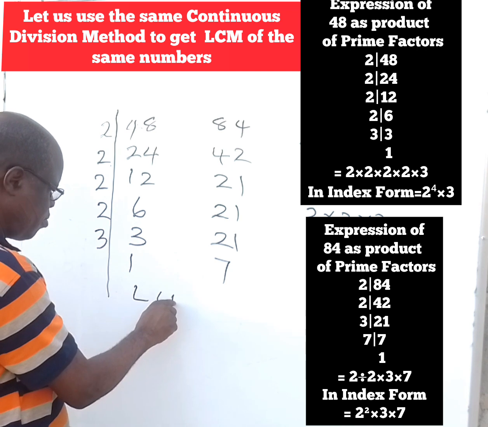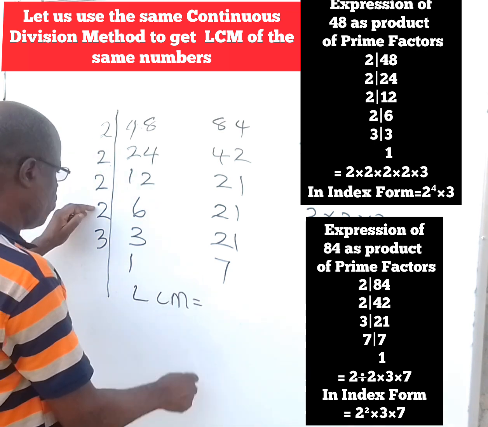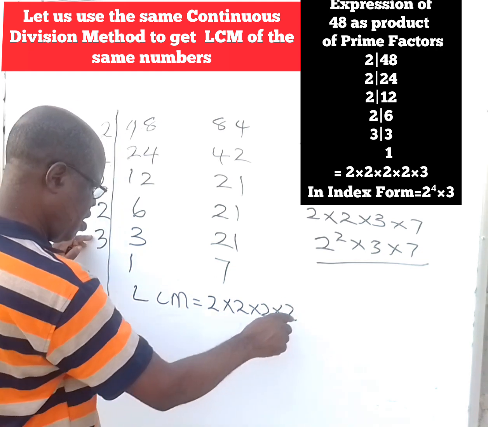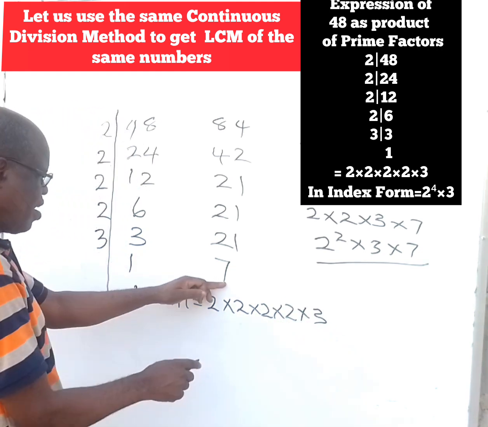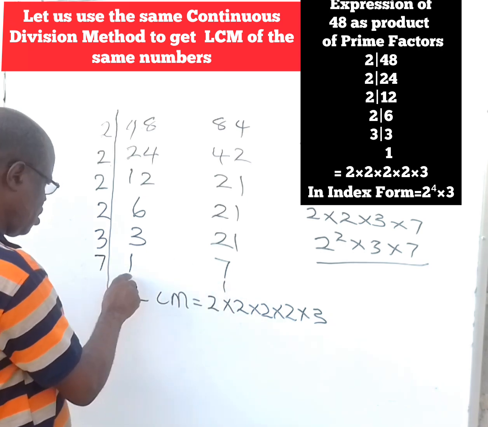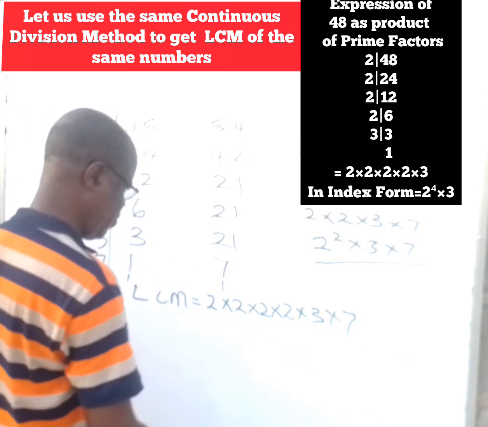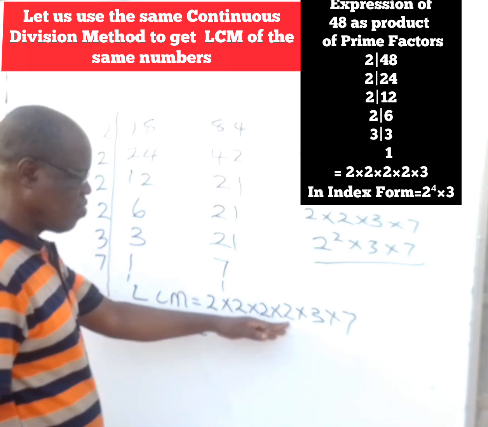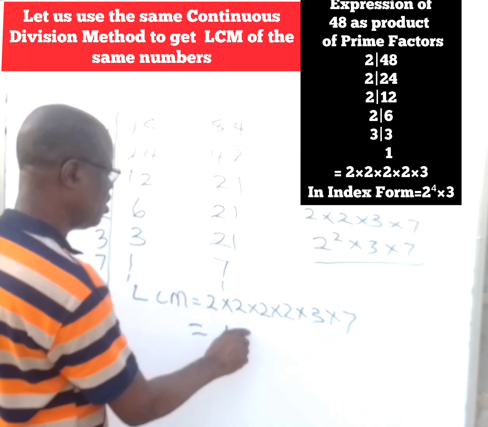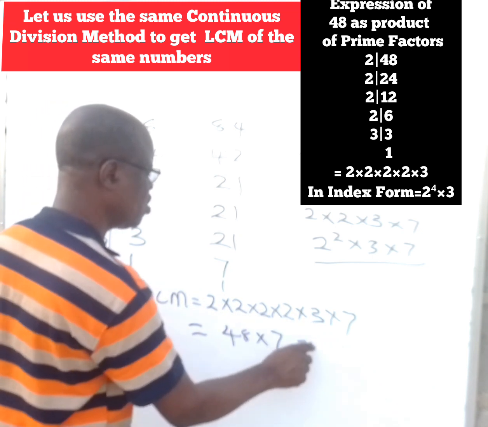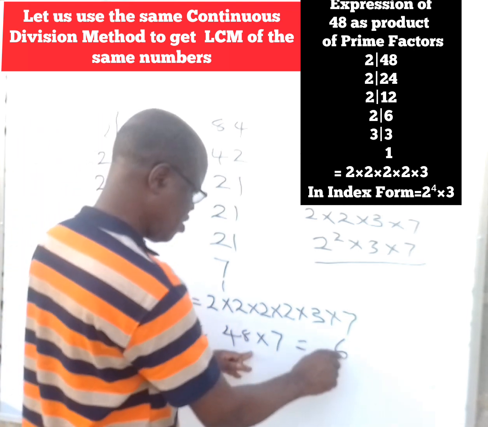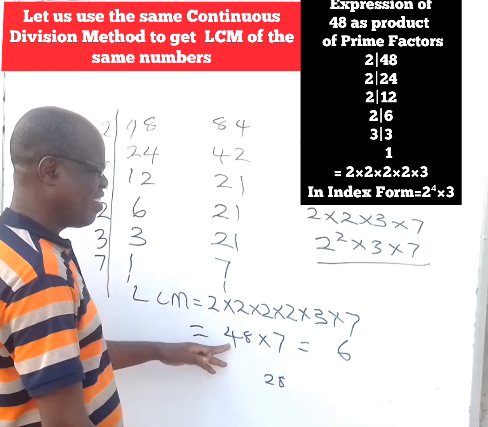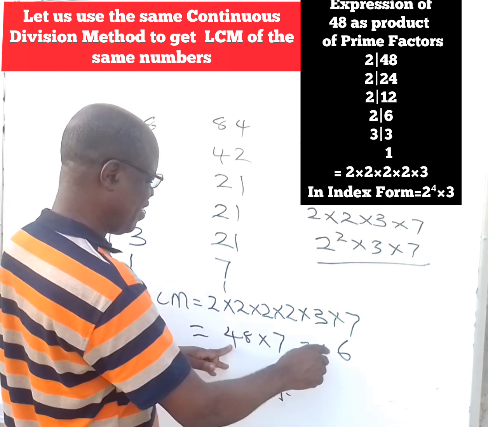So the LCM is equal to 1, 2, 3, 4. 2 times 2 times 2 times 2, then times 3. Okay, we have 7 here. Times 7. So which is equal to 2 times 2, 4. 4 times 2, 8. 8 times 2, 16. 16 times 3, 48. And 48 times 7, which is equal to 7 times 8 is 56. And 5. 7 times 4 is 28. So add 5. That's 33.